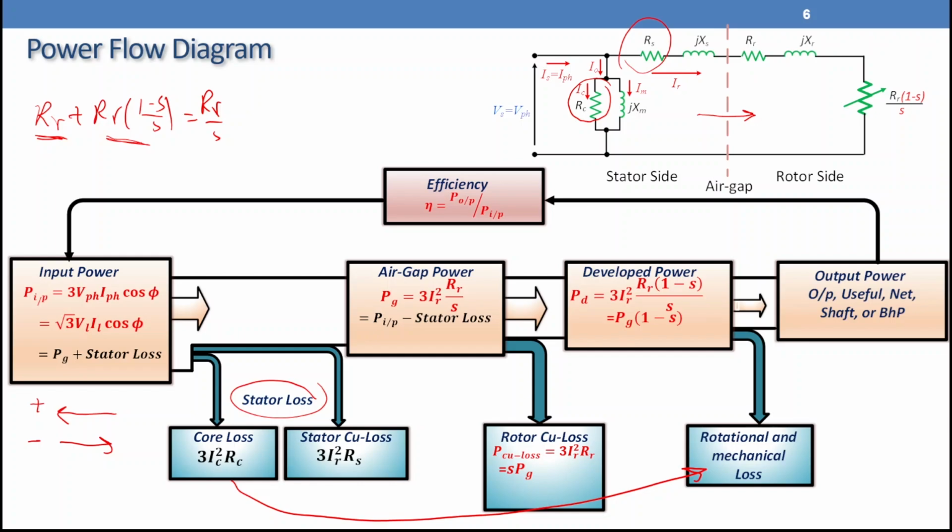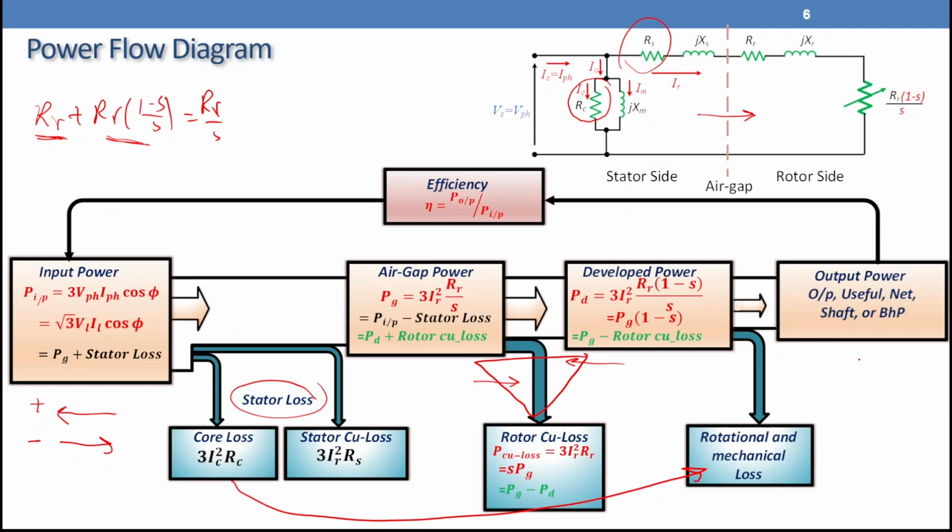So we can use this triangle. Look at this triangle. P developed plus rotor copper loss should give you air gap power because we have addition in this direction. If you're going in this direction, you're going to add. If you're going in this direction, you're going to subtract. So P gap minus rotor copper loss gives you developed power. P gap minus P developed gives you rotor copper loss. So we have a relation between these three together. If we go to the left side, we add. To the right side, we subtract.